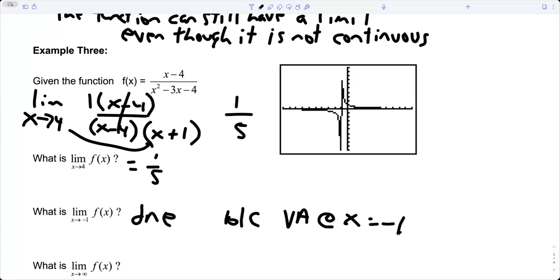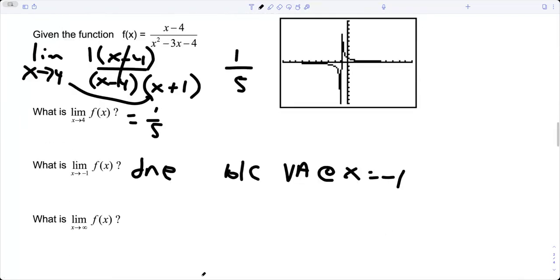You can see that on the graph. As I'm approaching negative 1 from the left-hand side, the function goes down to negative infinity. And as I'm approaching from the right-hand side, it goes up to positive infinity. Those two things are not equal. Therefore, there's a vertical asymptote there and the limit does not exist. Well, last thing here. What is the limit as x goes to infinity of f of x?